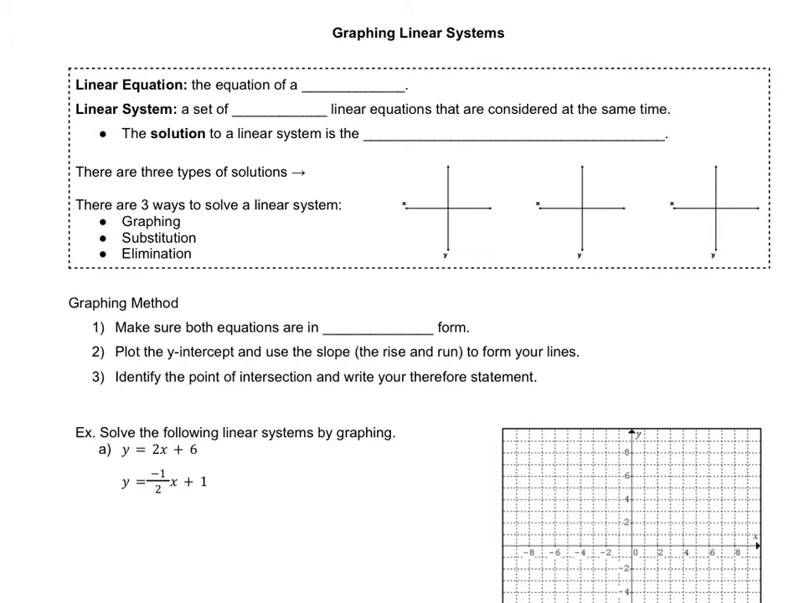In this video, we will look at how to graph linear systems. So before we do that, we want to refresh on what a linear equation is. And it's just the equation of a line. Now, when you have a linear system, it is a set of two or more linear equations that are being considered at the same time. And the solution to a linear system is the point of intersection.